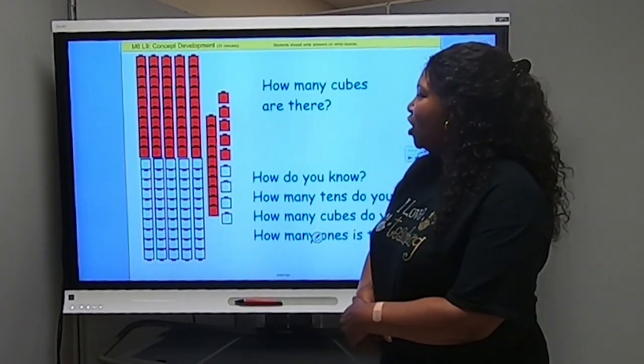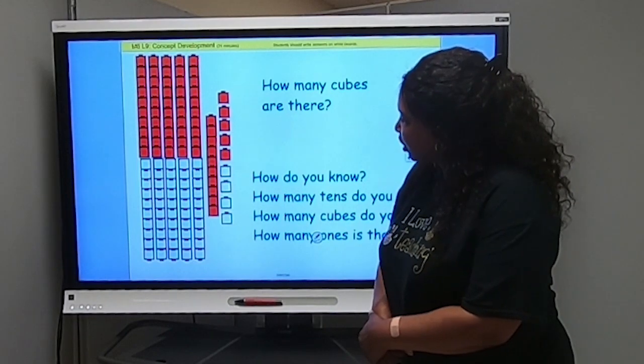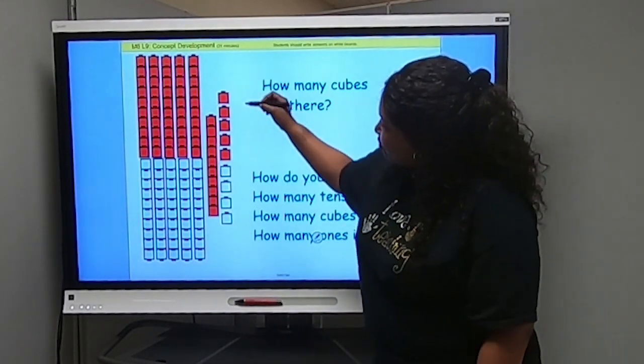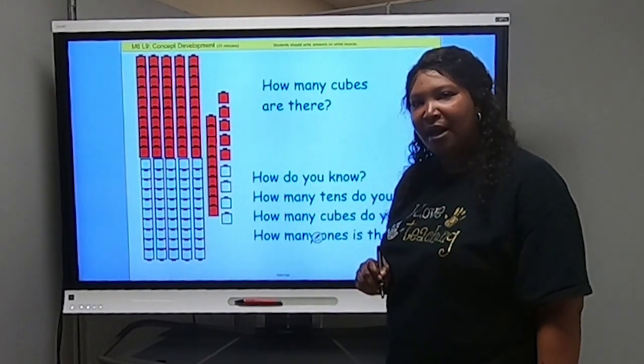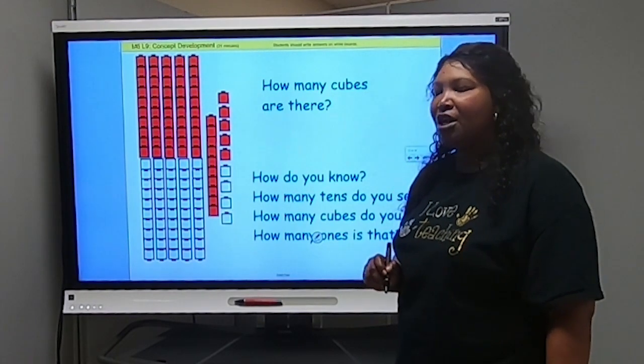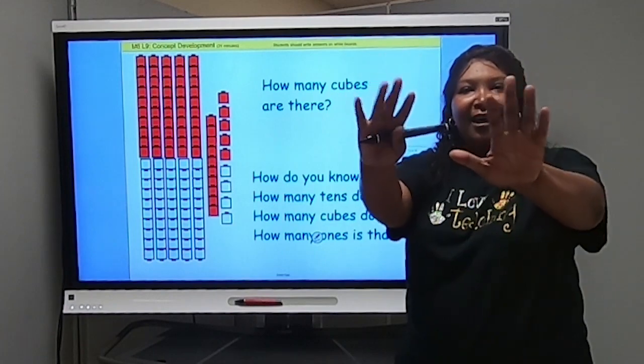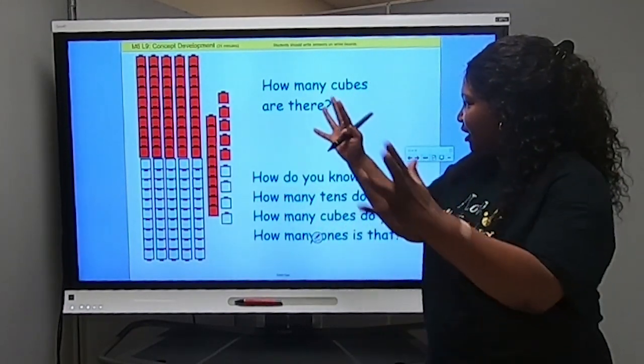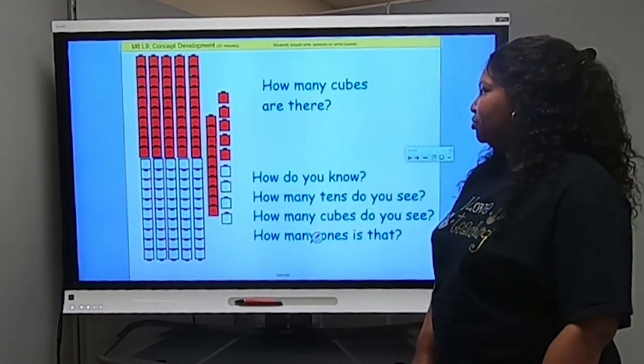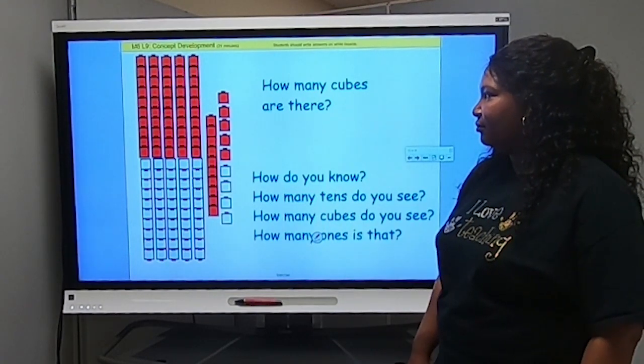They put those ones in 5 groups. Good job. Okay, we have 5 ones at the top. And how many do we have at the bottom? 4. Good. 5 plus 4 is 9. Awesome. Okay, let's put it all back together. How many cubes do you see in all?